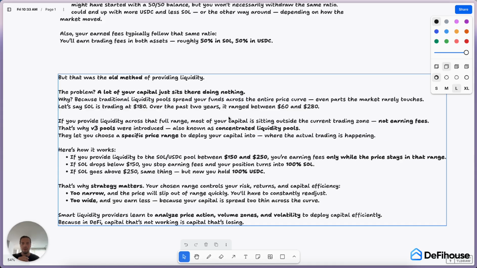So this is why the strategy really matters, and you have to think about the ranges, the strategy, the system. Because smart liquidity providers learn to analyze the price action of that asset, the volume zones and volatility to deploy capital efficiently. Because in DeFi, the capital that is not working is capital that is losing. It may not be the actual monetary loss, but it's still losing because you are not earning the fees, you are not gaining anything from your capital.